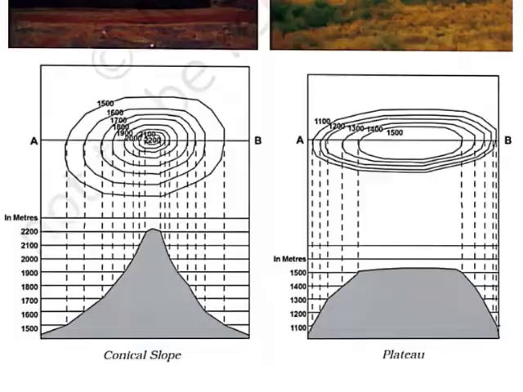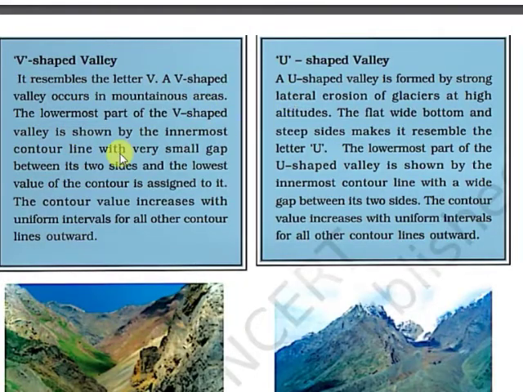depressions. Next is the V-shaped valley and U-shaped valley. A V-shaped valley occurs in mountainous areas. The lowermost part of a V-shaped valley is shown by the innermost contour line with a very small gap between its two sides, and the lowest value of the contour is assigned to it. The contour value increases with uniform intervals for all other contour lines outward.